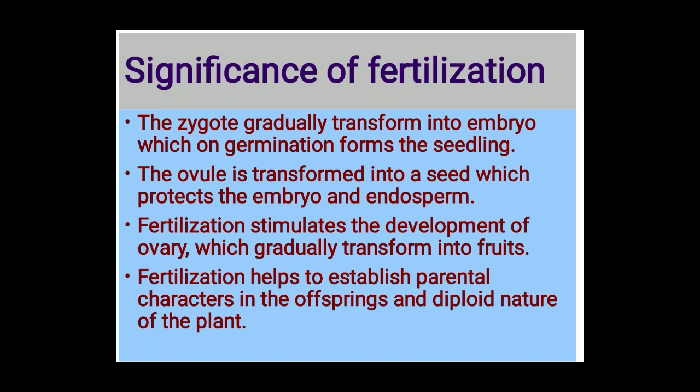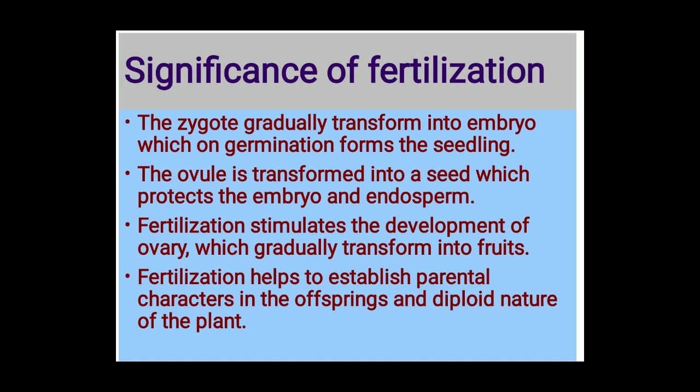And lastly, fertilization helps to establish parental characters in the offspring. As we know, a male and a female gamete fuse during fertilization. So in that it tries to establish the parental characteristics, which leads to the continuity of a race and thereby maintains the diploid nature of the plant body. So these are a few significances of fertilization in an angiospermic plant.